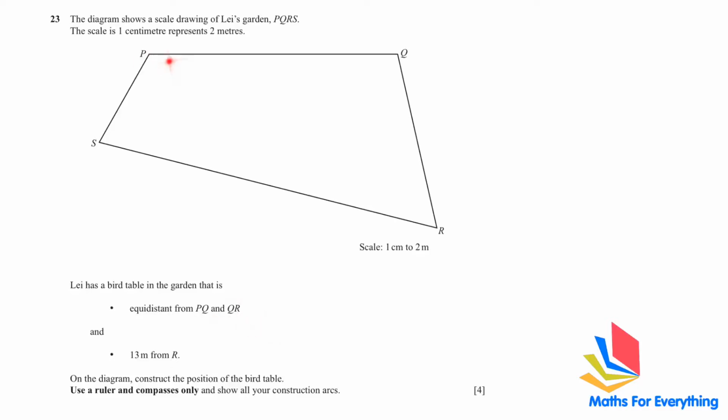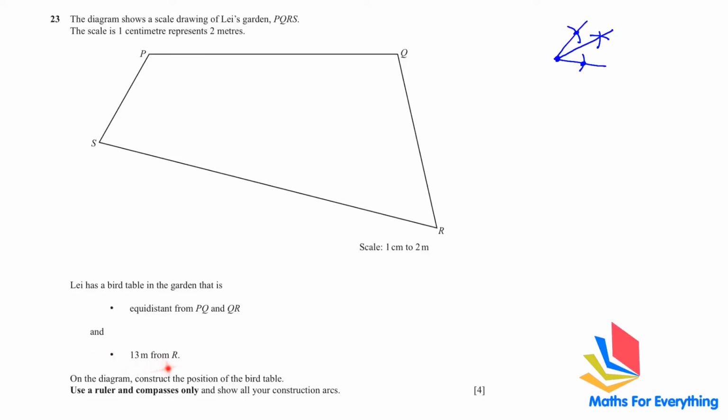Equidistant from PQ and QR. They are 2 lines. When you want to find equidistant from 2 lines, it means you need to find the angle bisector. Take a compass, make an arc here, and with the same length, make an arc here from the center. And then from this point, with the same length of the compass, make an arc here, and from here, cut this arc. Join the vertex of the angle and the center of the arc. That's how you make the angle bisector.